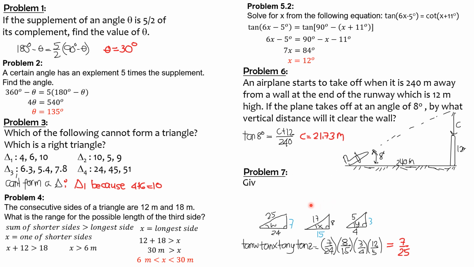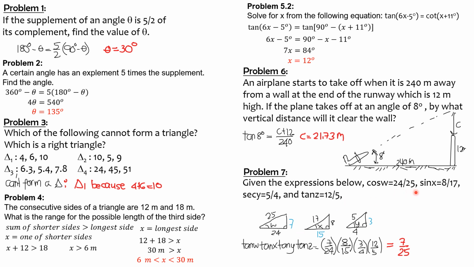Problem 7. Given the expressions below, cosine of w is 24 over 25, sine of x is 8 over 17, secant of y is 5 over 4, and tangent of z is 12 over 5. Evaluate the product of tangent w, tangent x, tangent y, tangent z to lowest terms.